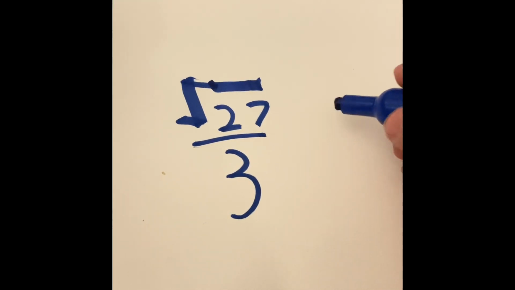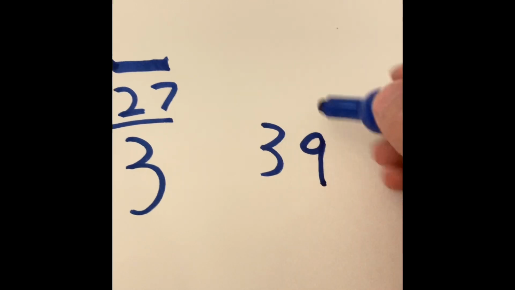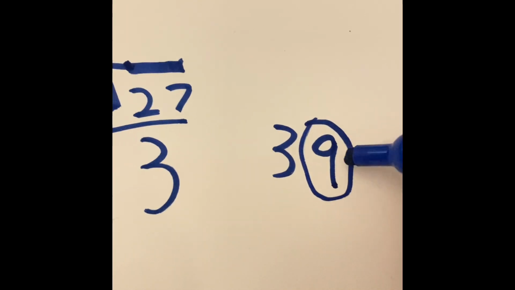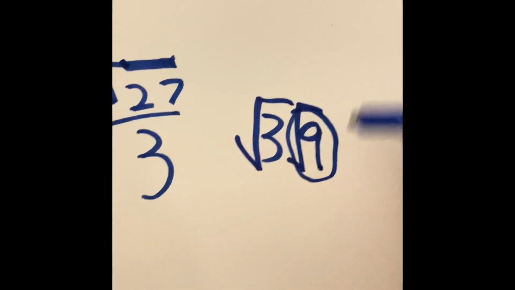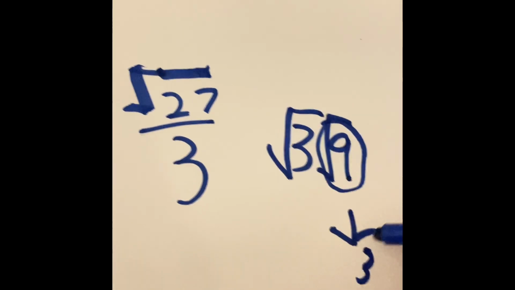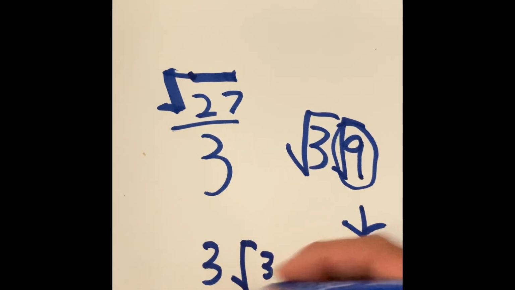Here's an example. For 27, we can pull out 3 and 9. Since 9 is a perfect square, the square root of 9 is 3, so we can turn that into a 3. So now we have 3 times the square root of 3 divided by 3.